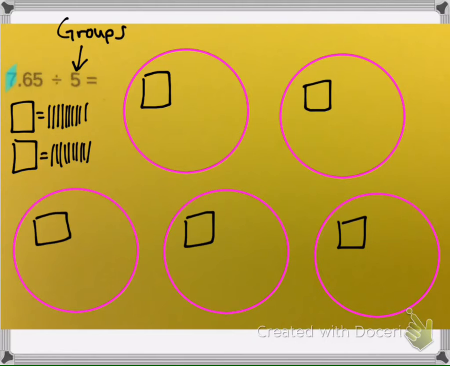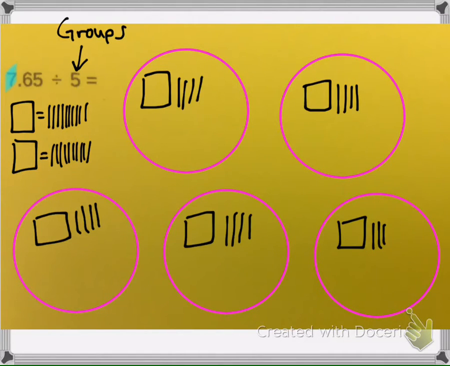So I'm going to start giving them out to my groups. So that's 1, 2, 3, 4, 5, 1 in each group, 6, 7, 8, 9, 10, 11, 12, 13, 14, 15, 16, 17, 18, 19, 20. So as you can see, those 20 tenths were given out into 5 equal groups, and each group got 4 of those tenths. Now let me point your attention to the 10th place.